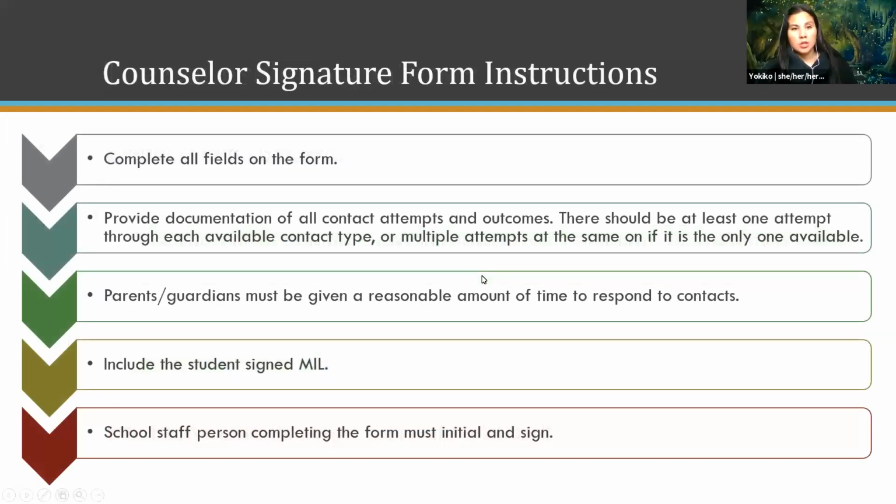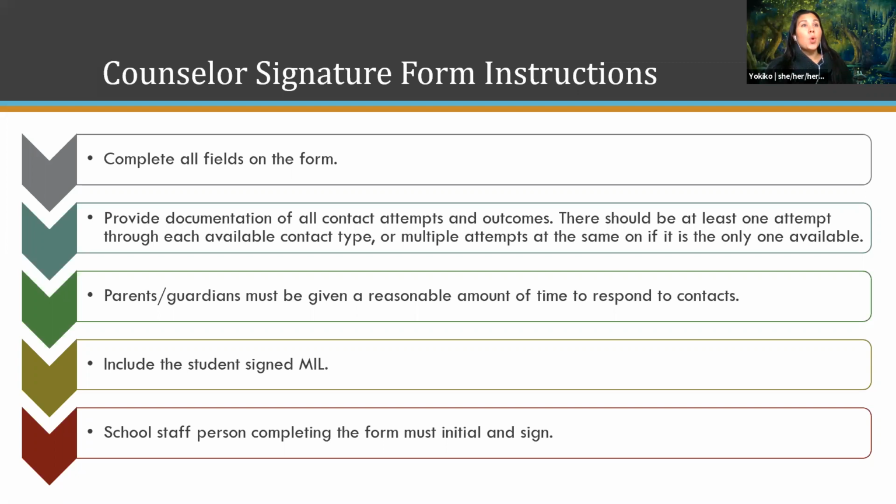So what are the instructions for the signature form? It's pretty standard. The top half is really just including your contact information. So you, the counselor or the school staff person, including your contact information, who the student is, including the CBS, the College Bound application start date. And then from there, it's just documenting the attempts or contact attempts and the outcomes of those contact attempts. So we have it listed here.